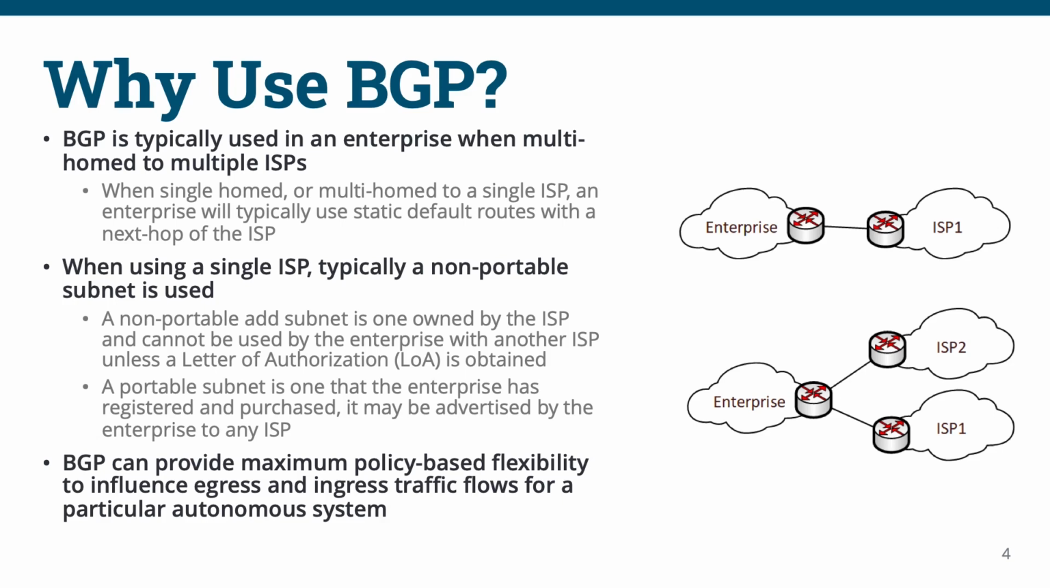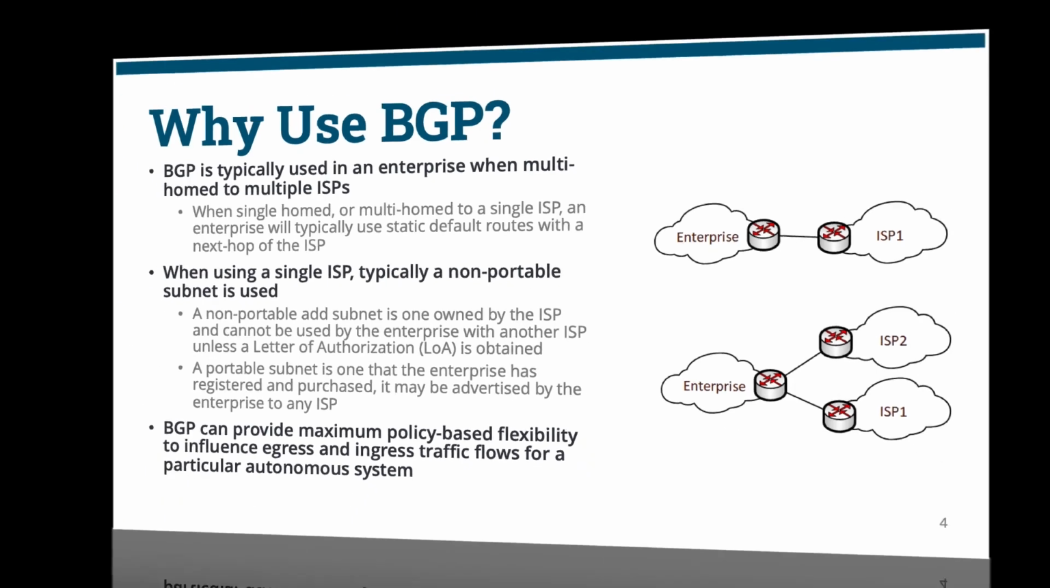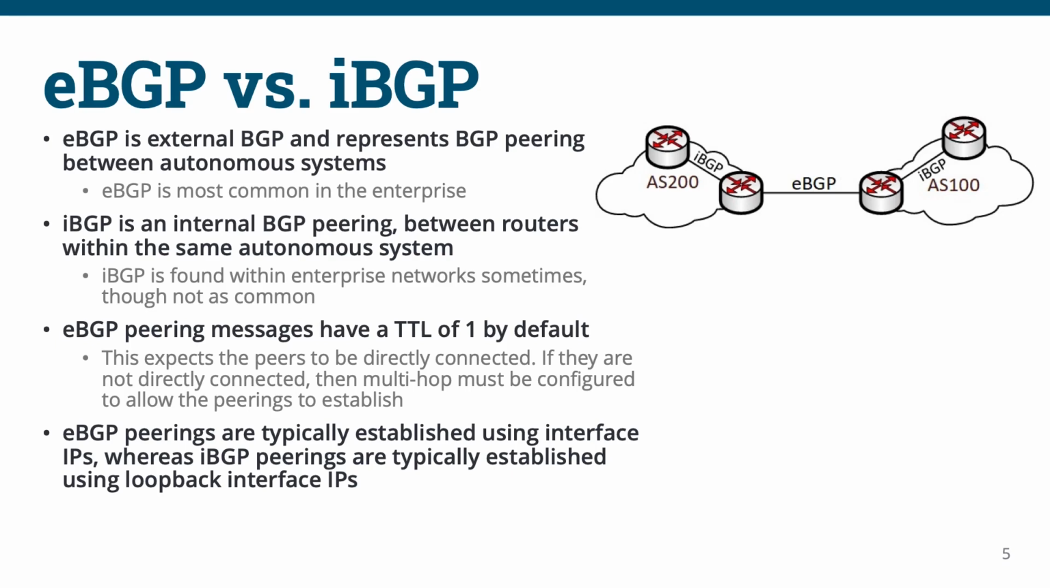Now, we've mentioned a few times that BGP can be used as an EGP or an IGP. Let's now explore the differences between those use cases. When BGP is used as an external gateway protocol, it is referenced as external BGP, or eBGP. And when used internally, it's iBGP, or interior BGP.